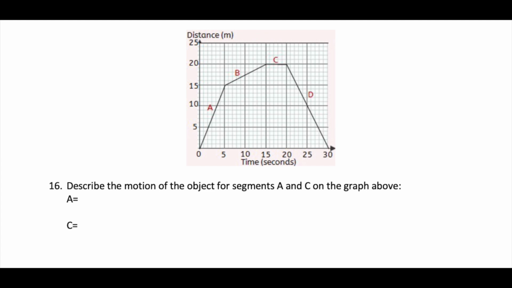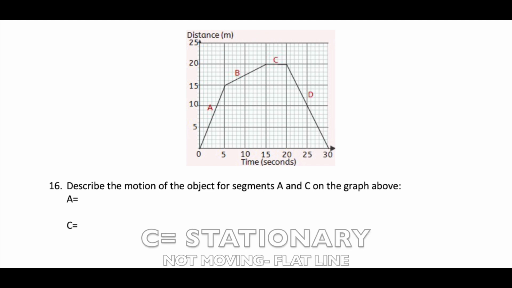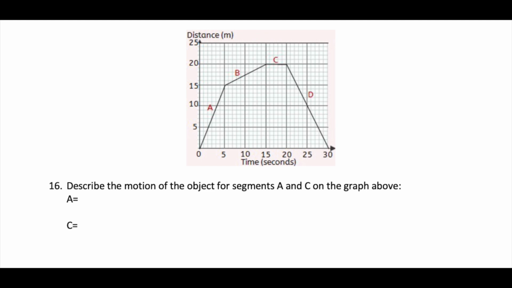Now look at segment C. Segment C shows a flat horizontal line. Notice that time is passing, but the distance does not change. So that means that the object in line C is not moving. It's just sitting still. Time is passing, but the distance does not change. And then again, it's going to start moving as it goes back to the original position.